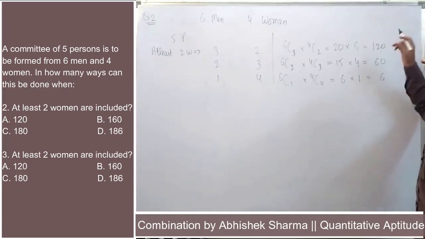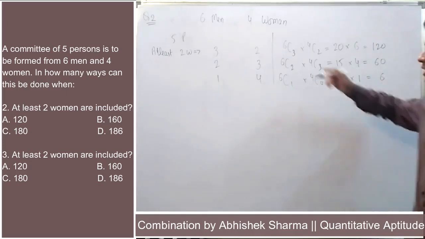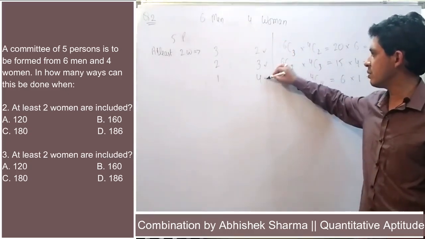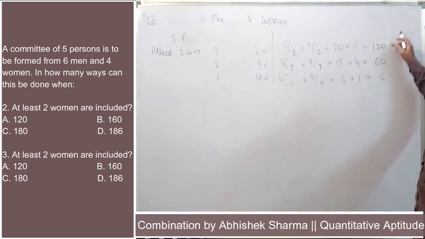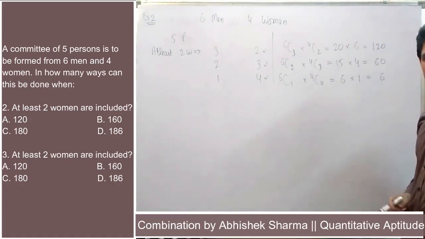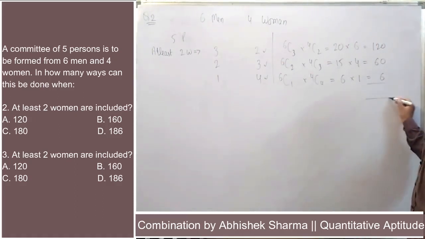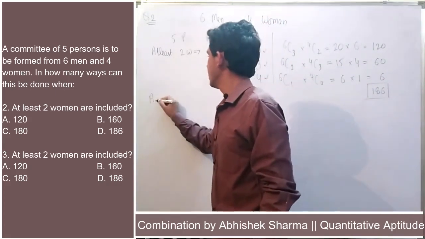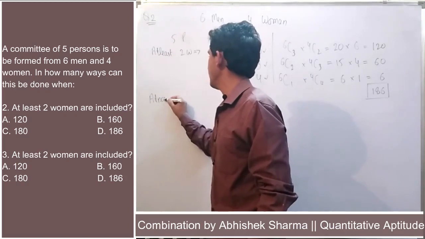And we have an OR condition, like either the committee can be made by this, or by this, or by this. So all these are OR cases, so we can add them for the final answer. So the answer will be 186 here, right?